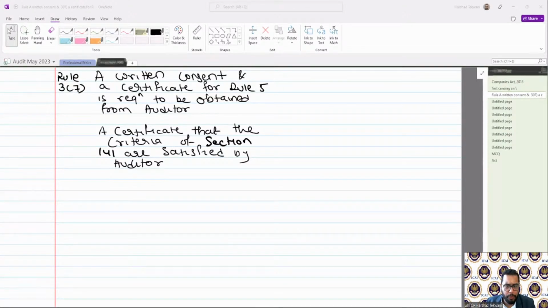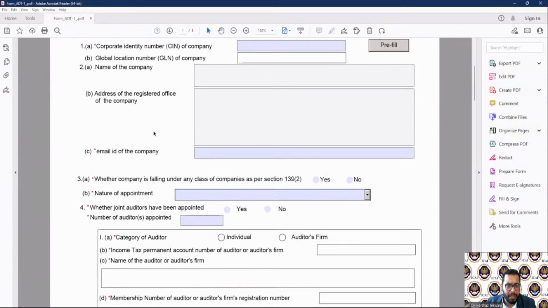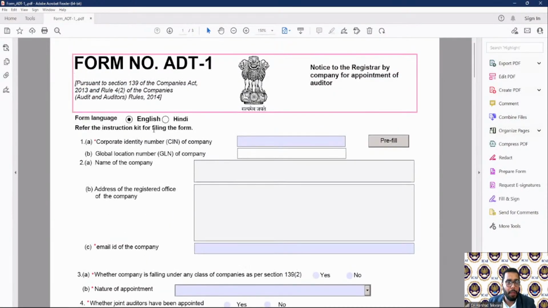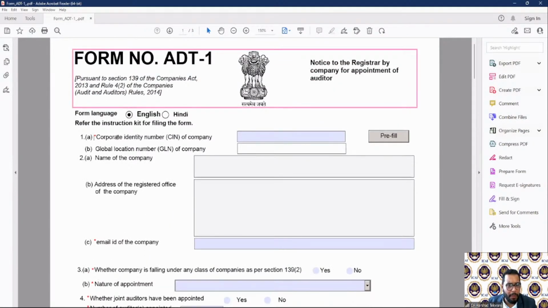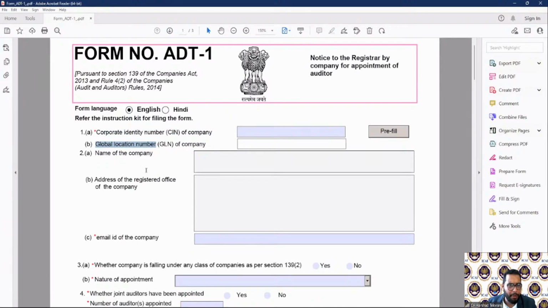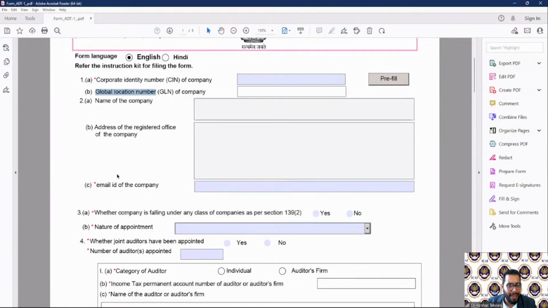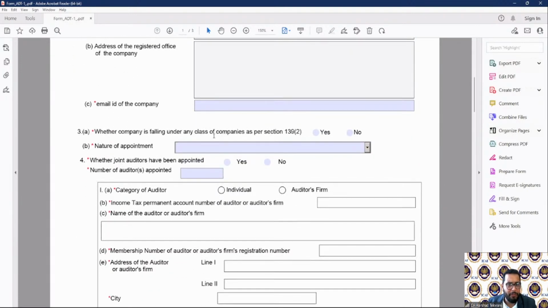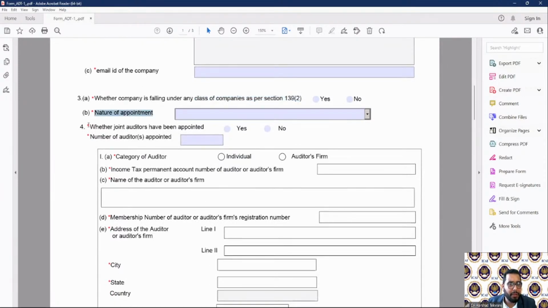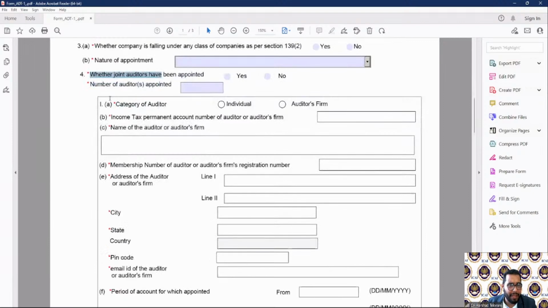So now I'm showing you the form. Actually, the forms, ADT-1 form. These are the new forms which are there. Now, if you see, this is a form with corporate identification details, global location of the company, name of the company, address, email ID, whether the company falls under the class of 139(2), nature of appointment, joint auditors if there is one, category of the auditor, individual or audit firm, income tax permanent account number, name of the auditor.